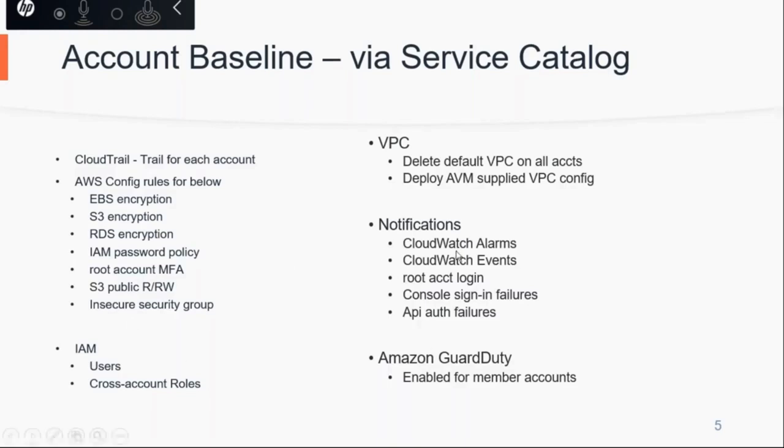So by default, they will configure notifications for CloudWatch alarm events, root account login, as usual, right? For root account login, we need MFA enabled, and console sign-in failures. Those will be there by default. They will create alarms, you will get alerts through SNS, and they enable GuardDuty for all member accounts.